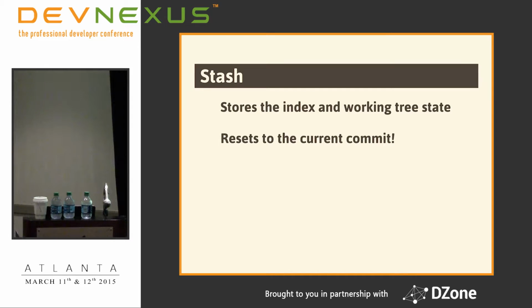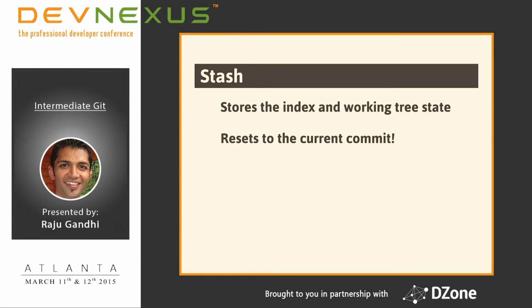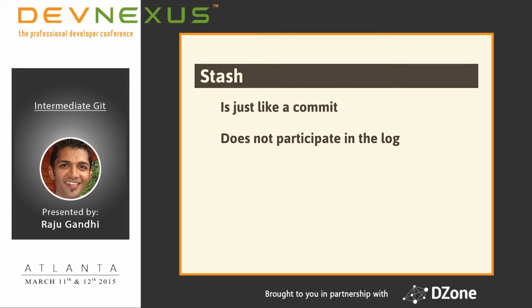So, it stores the index and the working tree state and it resets the current commit, your head, right? So, whatever your working changes are, get put away on the stash. Basically, you're going back to, it's like a reset hard to the previous state. How's everyone feeling so far? Good? Alright, so it's just like a commit, but it does not participate in the log.